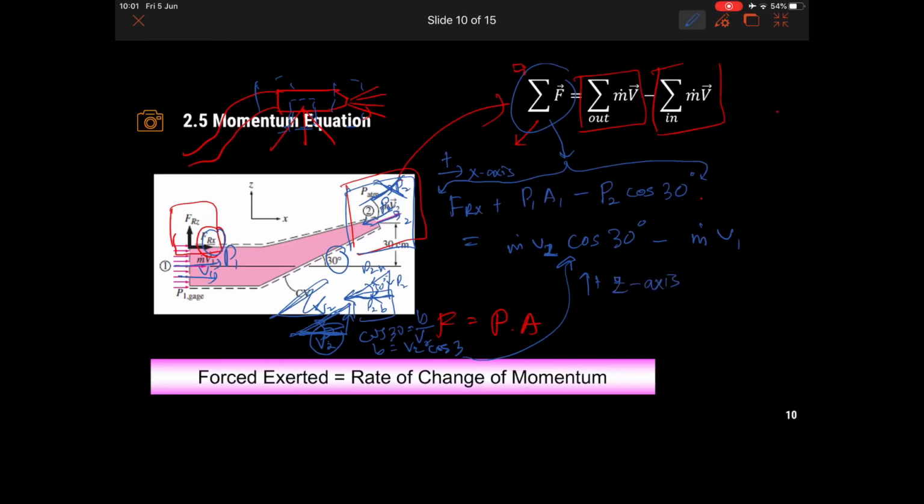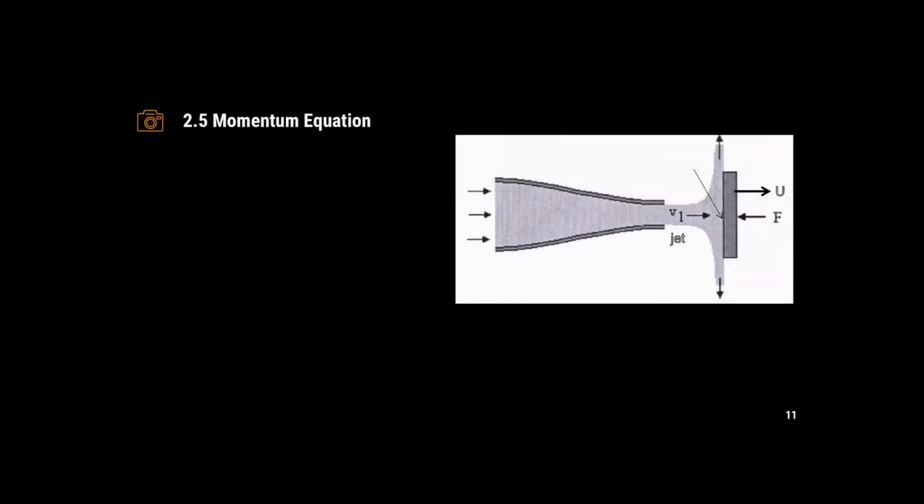So for the z axis you do the same: F_Rz plus P1 A1, okay, let's write it all down first. Minus P2 sine, definitely sine. Remember this? So sine 30, oh my, very bad handwriting. Sine 30 minus m dot V1.